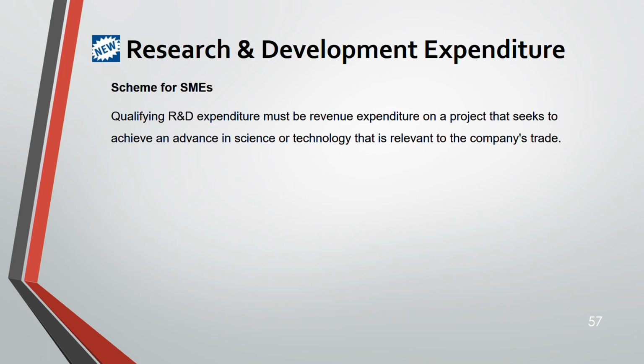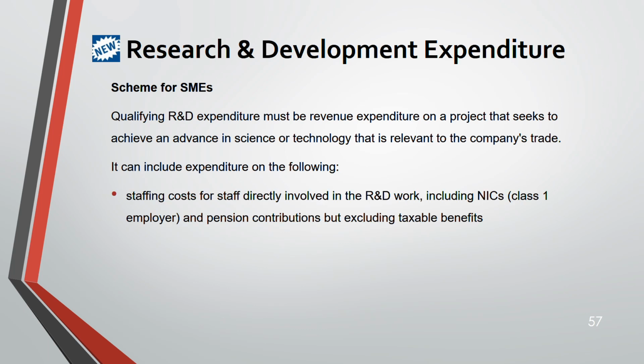Next. Qualifying R&D expenditure must be revenue expenditure that is relevant for the company's trade. It can include the expenditure on the following. Remember this expenditure. Staffing cost. For example, staff directly involved in R&D work, including NIC, class 1 employer, and pension contributions, but excluding taxable benefit. So when you are taking the staffing cost, you are taking the class 1 employer NIC and pension contribution, but you are not taking taxable benefit. That is class 1A NIC. I hope you can recall NIC. I've covered it in income tax.